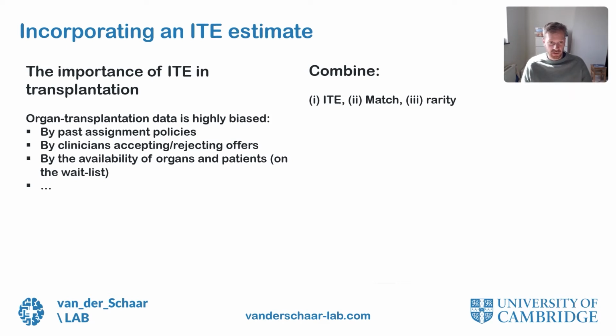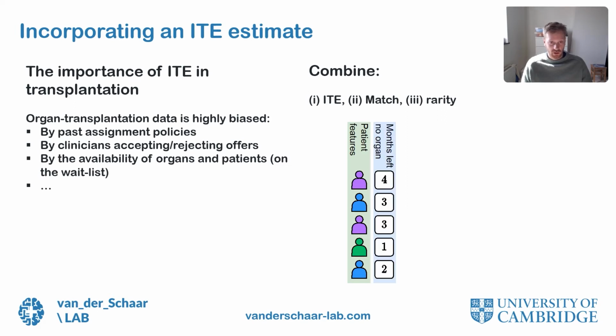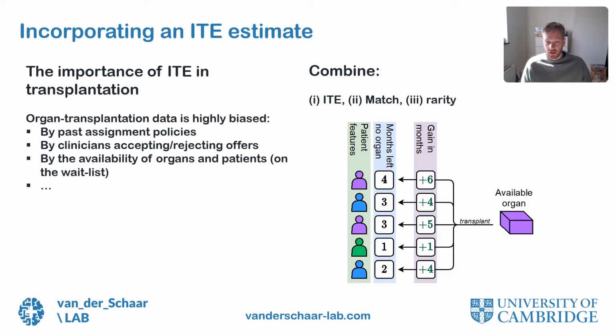First is the ITE estimate to have unbiased or balanced estimates. The second is the match, that is how well an available organ would match patients on the waitlist. And the third is rarity. We do this by considering the patient features, which here range from purple to blue to orange, but also the months that are left for the patient without an organ. In this case, the first patient would have 4 months left, and the available organ and what it would have on potential outcomes given these patients on the waitlist.